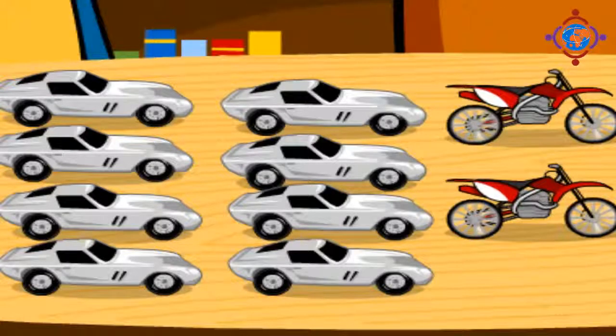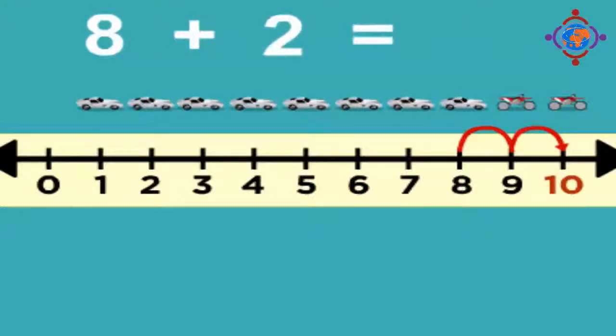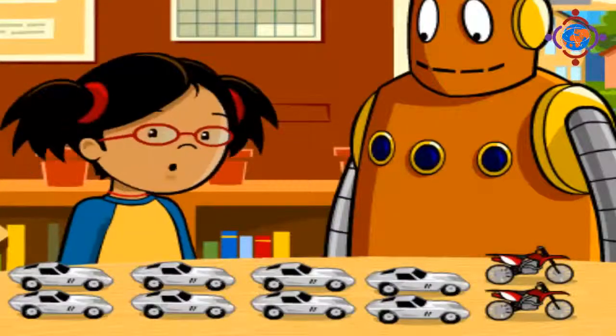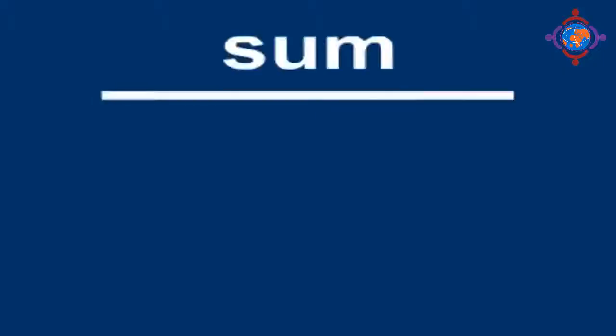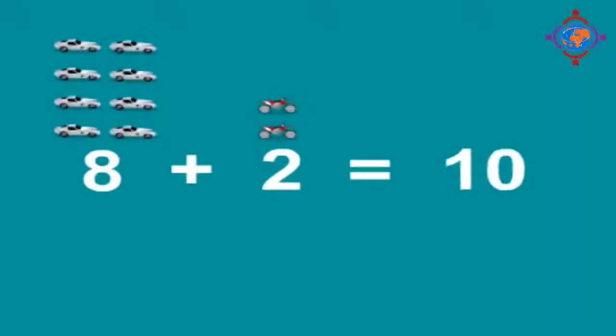Now you have 8 silver cars and 2 motorcycles. You start with 8 and count on 2 more to get 10. So 8 plus 2 is equal to 10. Altogether, you have 10. The sum is the answer to an addition problem, or how many you have in all. The sum of 8 plus 2 is 10.